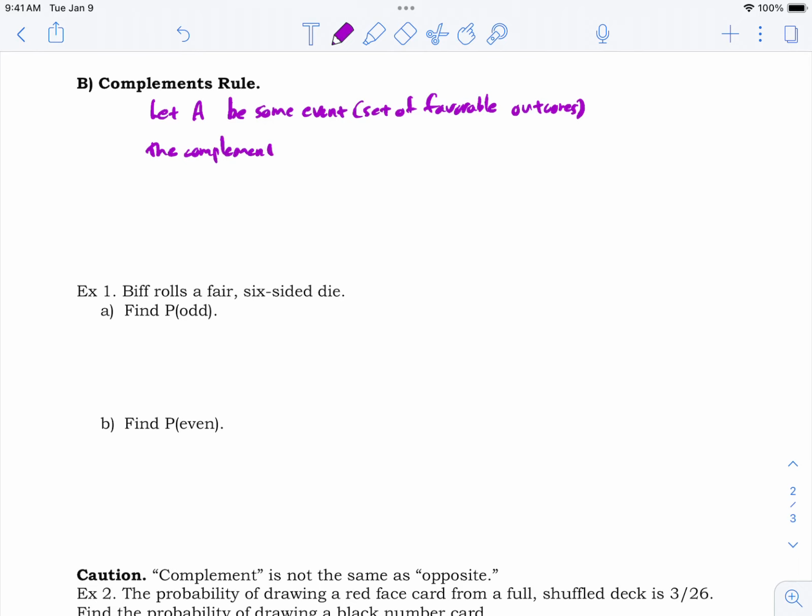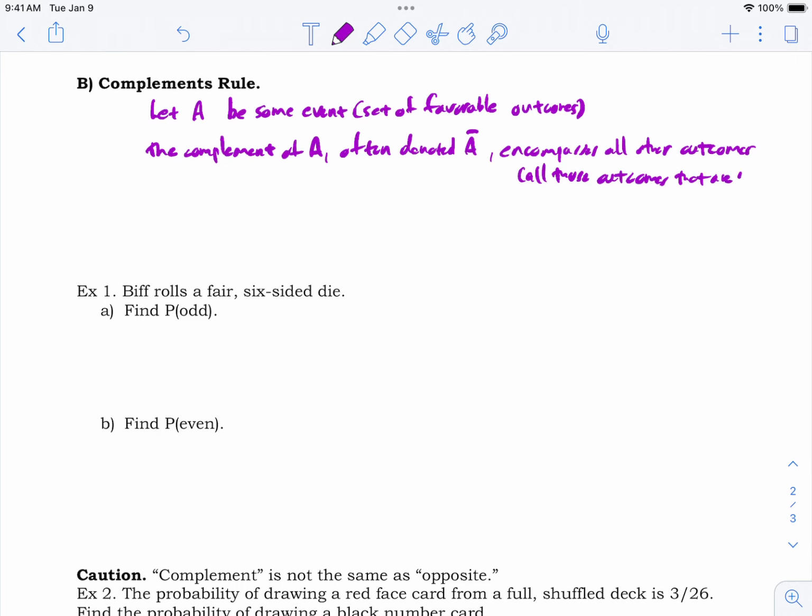Anyway, the complement of A. The complement, spelled with an E, not an I. The complement of A, often denoted A bar, encompasses all other outcomes. Everything else, in other words. All other outcomes, or you might say it this way, all those outcomes that are not A. Okay?